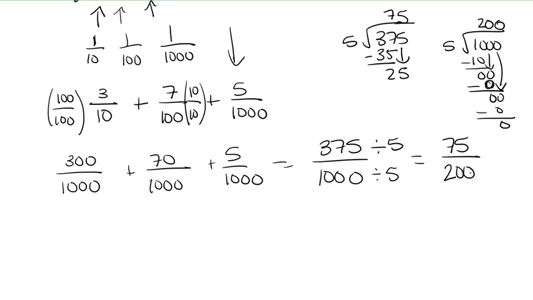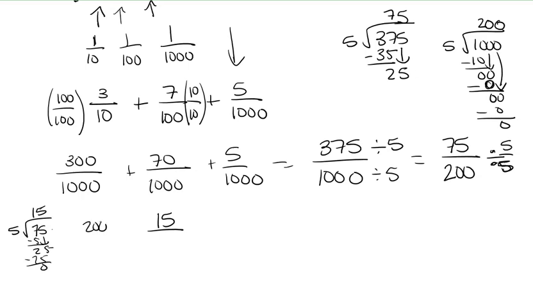Now we can see that 75 and 200 can be divided again by 5. So if we go ahead and divide by 5 over 5, 75 divided by 5, 5 can go into 7 one time. 5 times 1 is 5. Subtract, we get 2. Bring down the 5. 5 can go into 25 5 times. So this is 15 on the top. So 75 divided by 5 is 15.